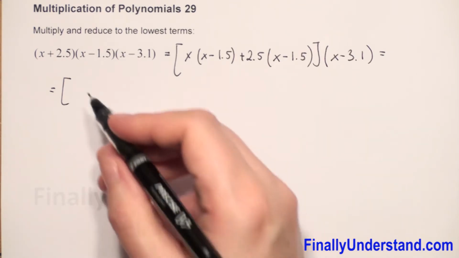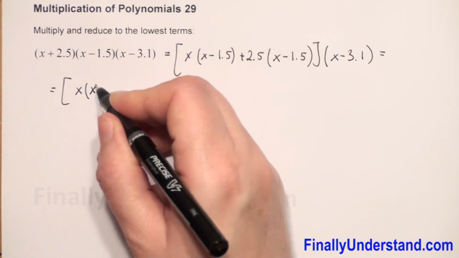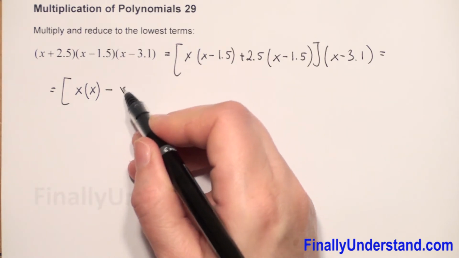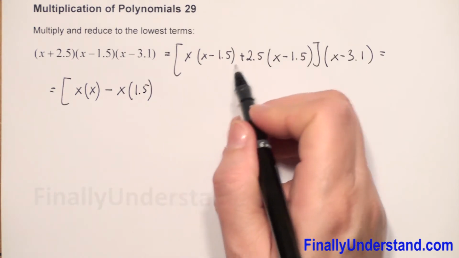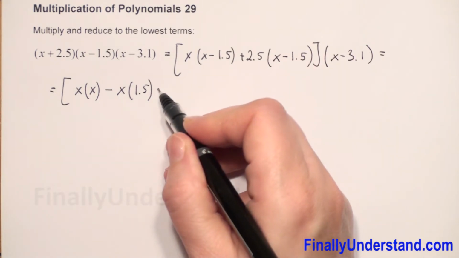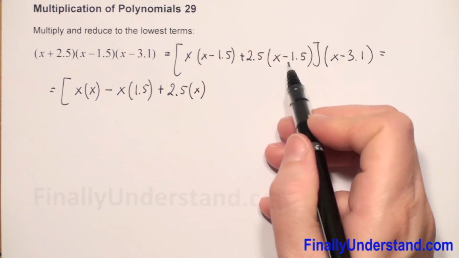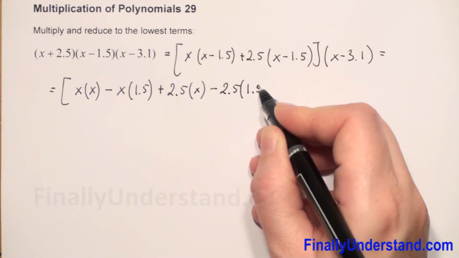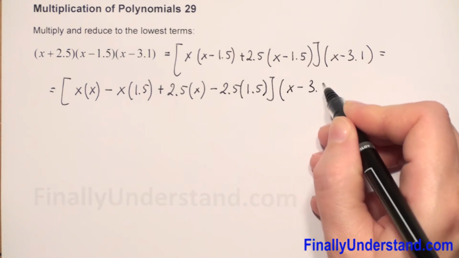So x times x gives me x squared, or we can rewrite that as x times x one more time. Positive times negative will be negative x, times 1.5. Now we have positive times positive. When we don't have a sign, it's always positive. So it will be plus 2.5 times x, and now positive times negative gives me negative 2.5 times 1.5, close brackets, and we have times x minus 3.1.